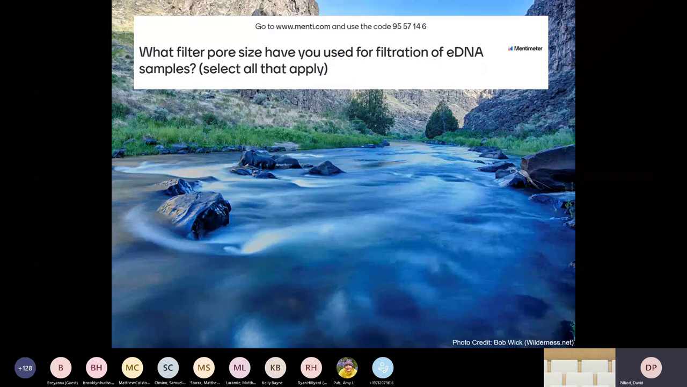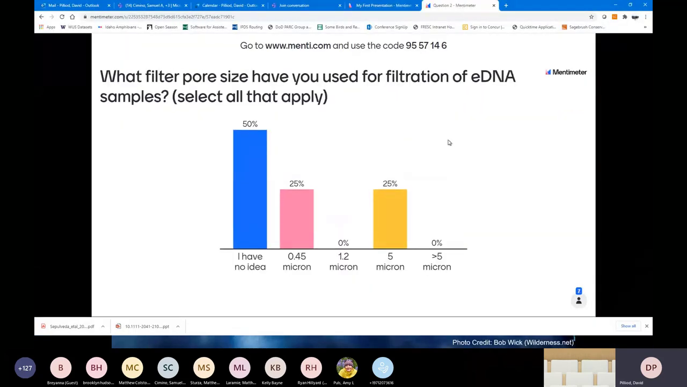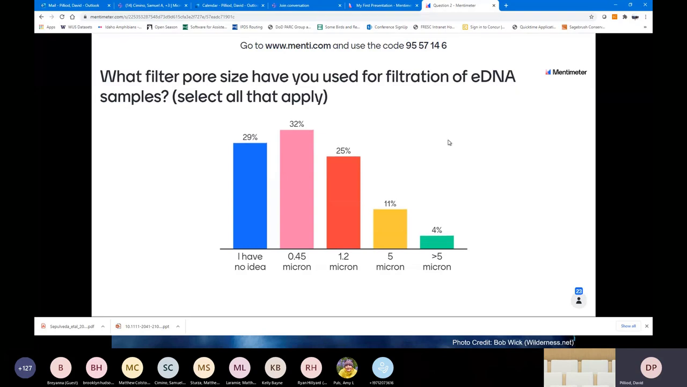Okay. I'm just going to finish up and transition to Matt here with another Mentimeter. So this is another question. What filter pore size have you used for filtration of eDNA samples? This one you can select all that apply. You can do multi-select. And I'm going to jump over here and go to the second Mentimeter. So we're transitioning over to Matt here for the second part of this eDNA 101.